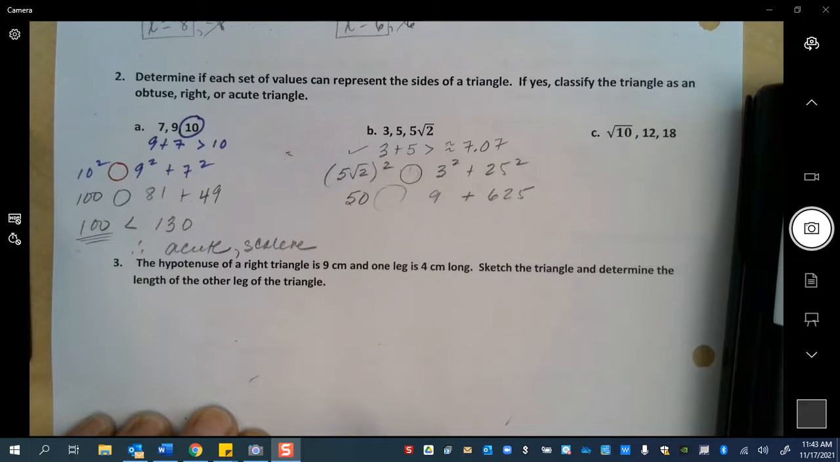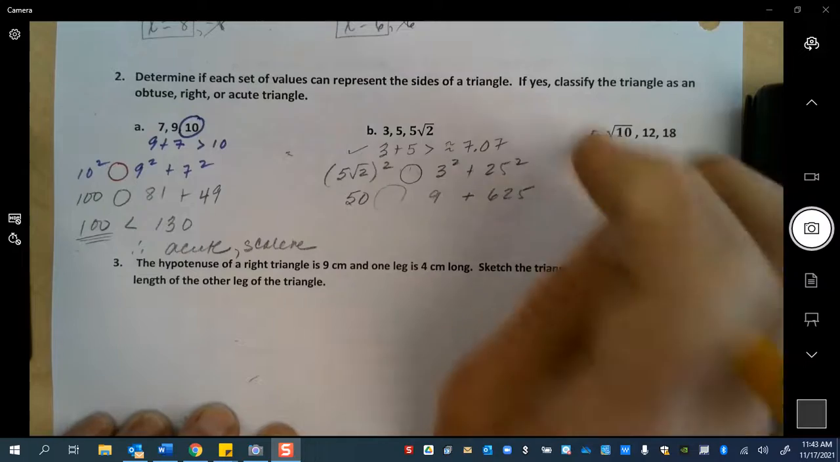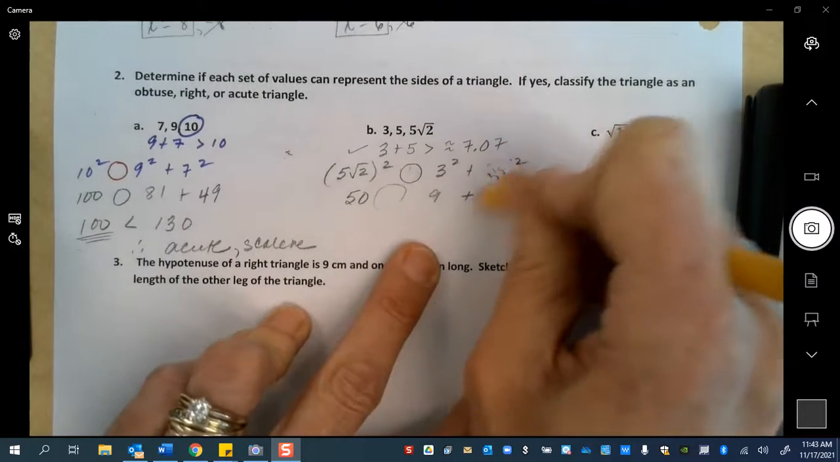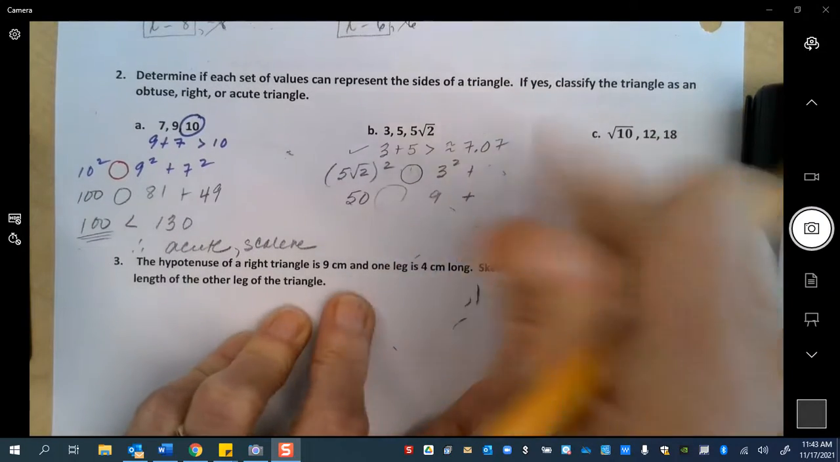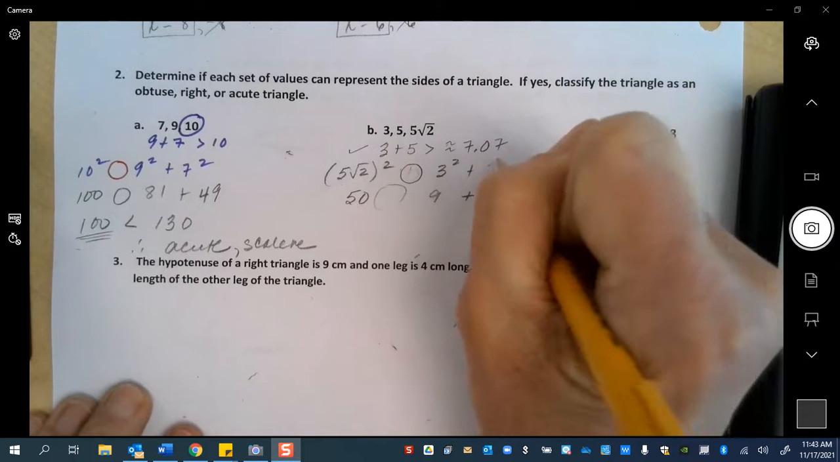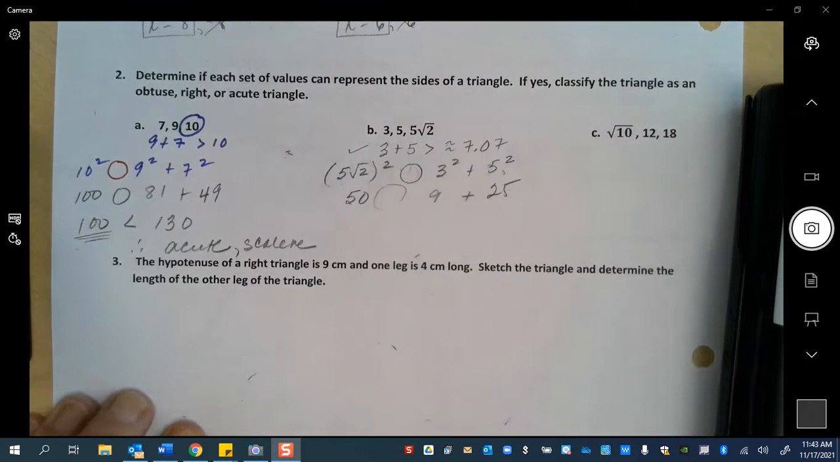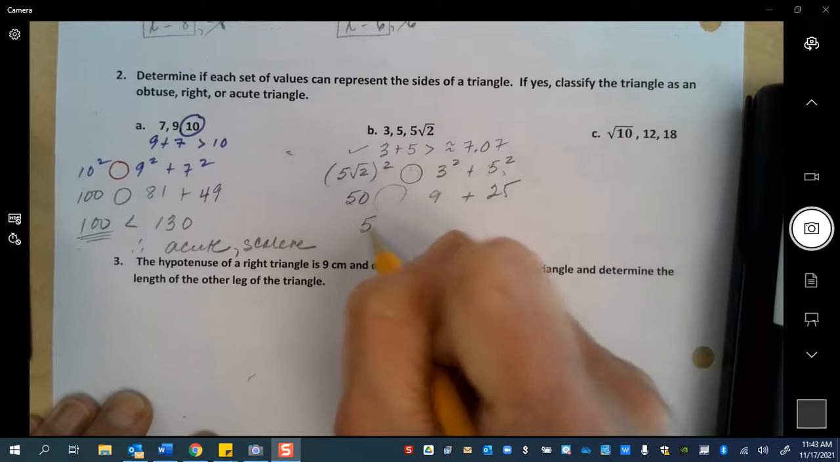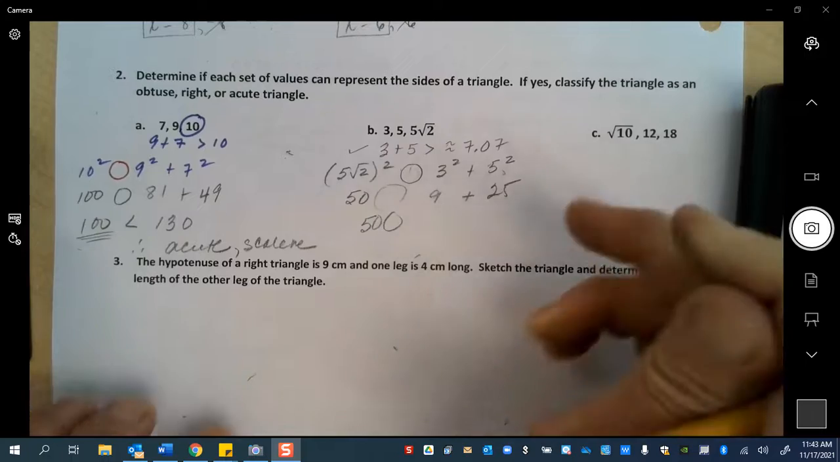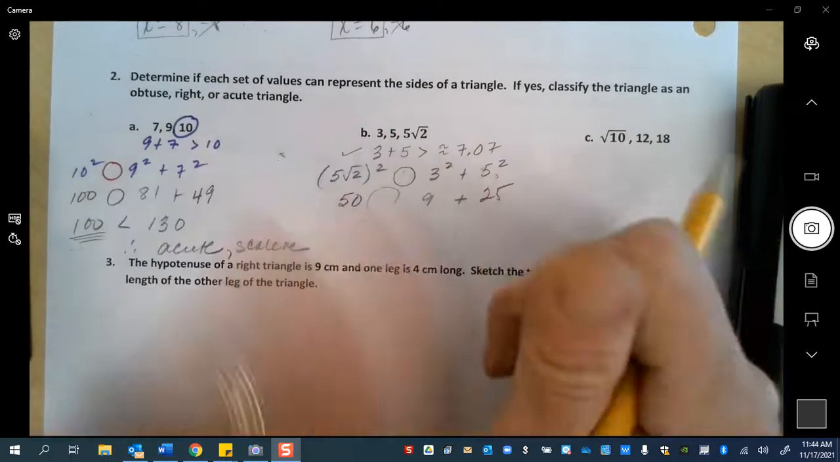No, 25 is already squared. What the heck? Hold on. I squared it in my head. 5 squared, so this is 25. How am I doing now? So now how does 50 compare to, my goodness, I'm falling apart today.